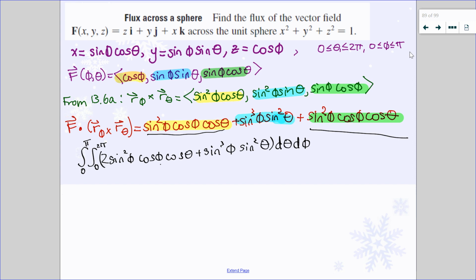Okay, so a gnarly integral, right? So what we're actually going to do is split this into two double integrals, and then each double integral I'm going to split into the two factors. So let's do that.